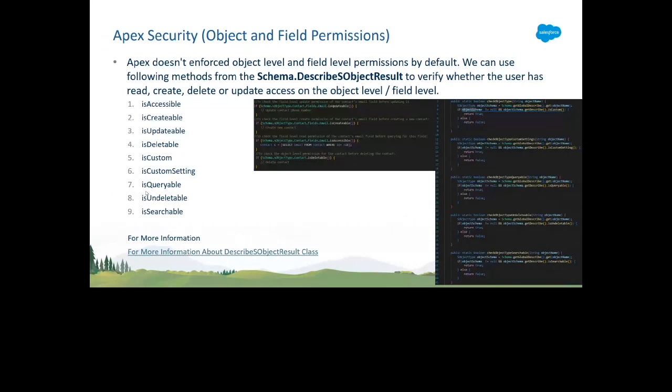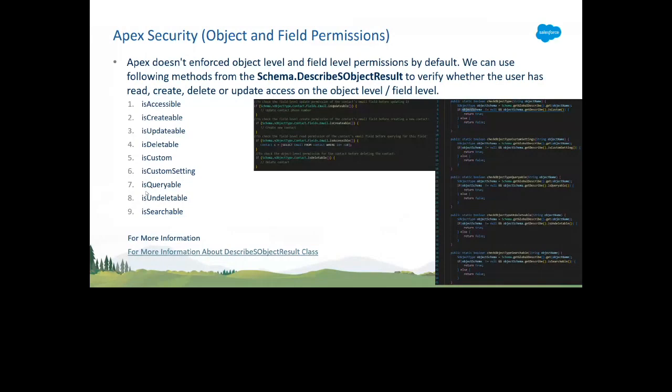So isAccessible, when you declare your code with this method, this will give the result of whether you can access this field or not. With the name it is clear. So isCreatable: can we create that field, that object, or any field in that object or not. isUpdatable: can we update that field or object or not.